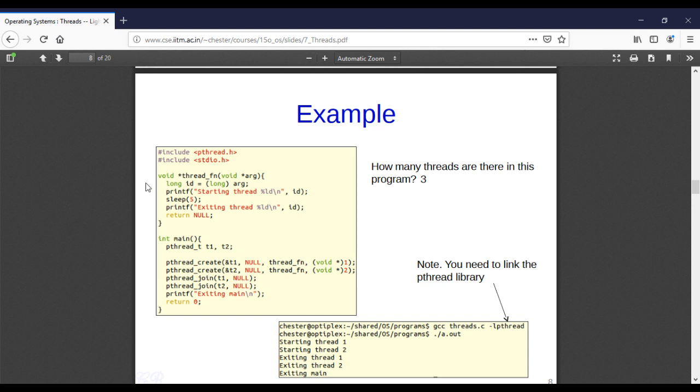Jaya Karthi asks, why is thread called a lightweight process?